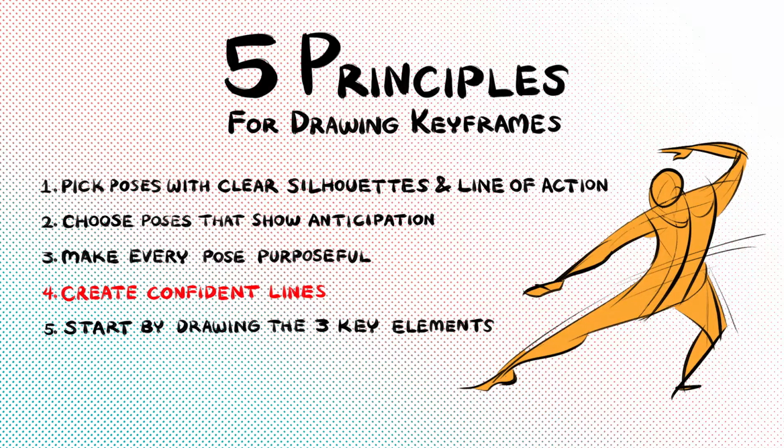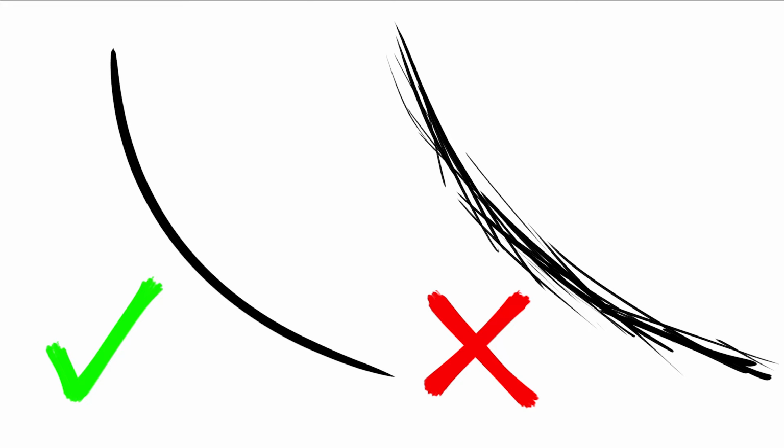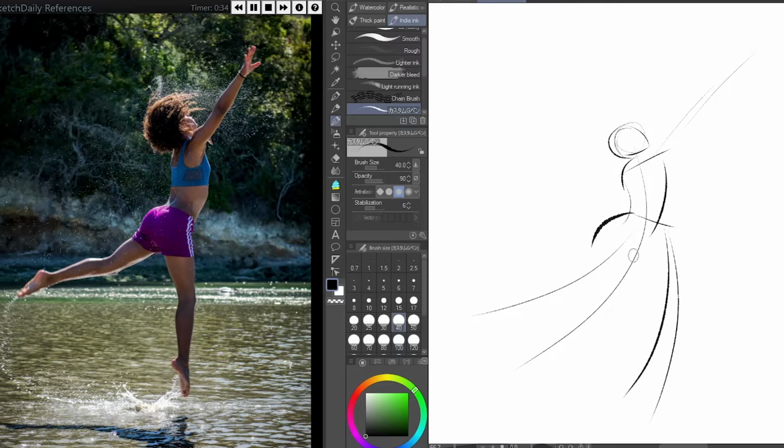4th principle, create confident lines, not scratchy lines. This one applies to drawing your keyframes rather than choosing them. I mentioned this briefly in the first 2 lessons, but I'll reiterate it here. Drawing confident lines takes much less time than scratchy ones. It also forces you to really try drawing and committing to the line of action you drew.